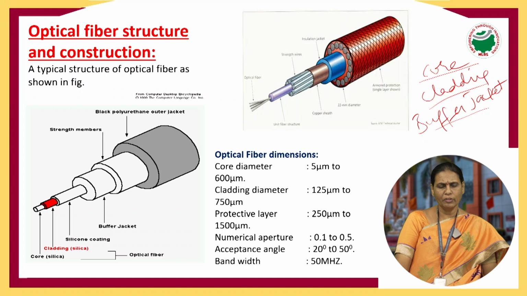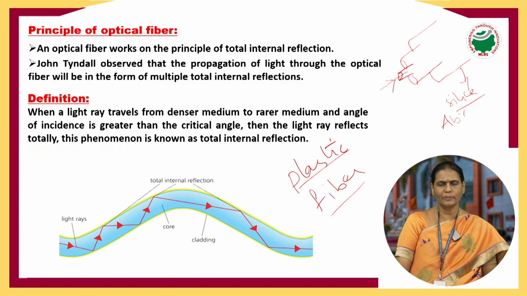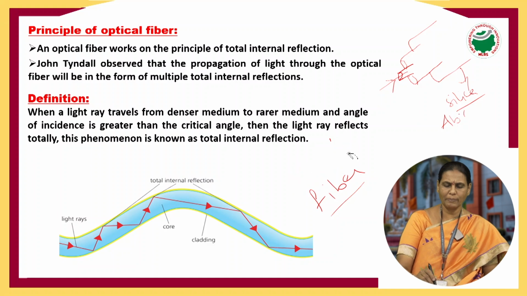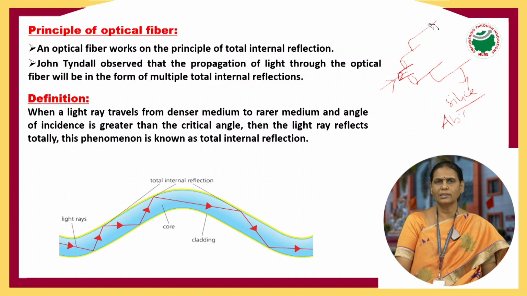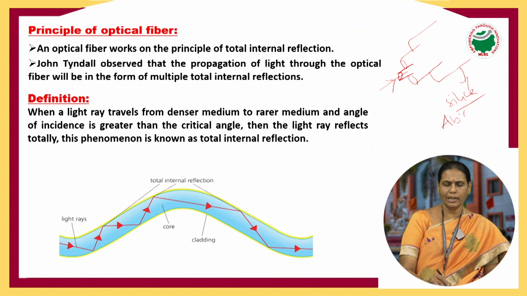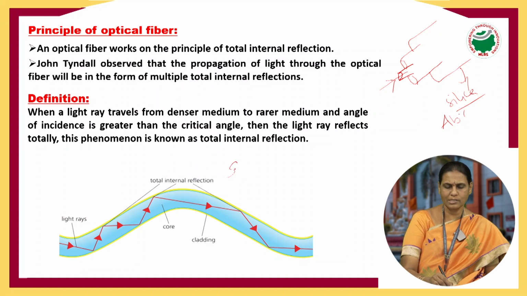Now we know the construction. Then what is the phenomenon involved here? How does propagation of light take place? An optical fiber works upon the principle of total internal reflection. You have come across this concept in your intermediate also. Now what is total internal reflection? In order to study total internal reflection, let us first see what Snell's law is. What is Snell's law?